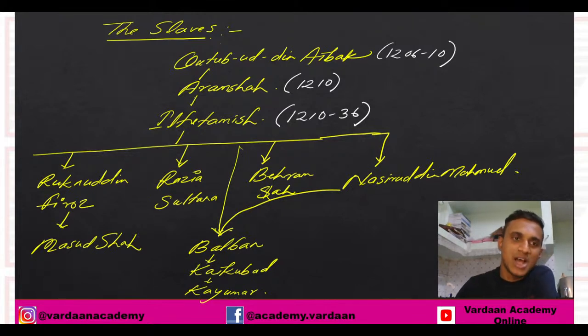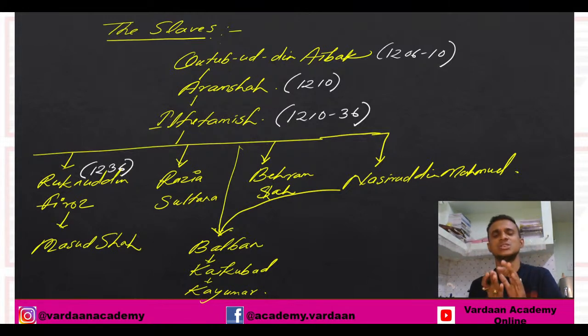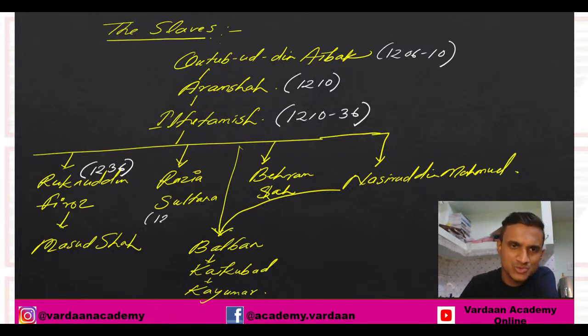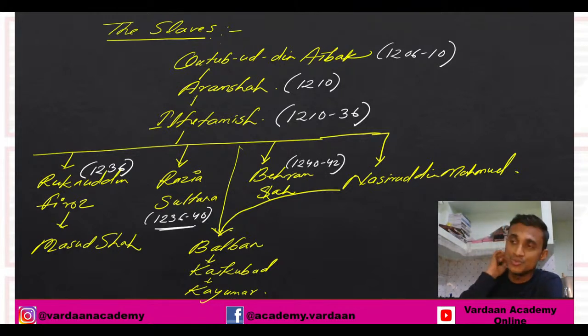So after Iltutmish, the next ruler is Ruknuddin Firoz. He is going to rule only for 6 months, in 1236, and eventually he is going to be deposed by Razia Sultana. Razia is going to be there for a few years, 1236 to 1240, 4 years of rule, and eventually she will be replaced by Behram Shah. Behram Shah will start his rule in 1240, and he will be there only for 2 years, till 1242.